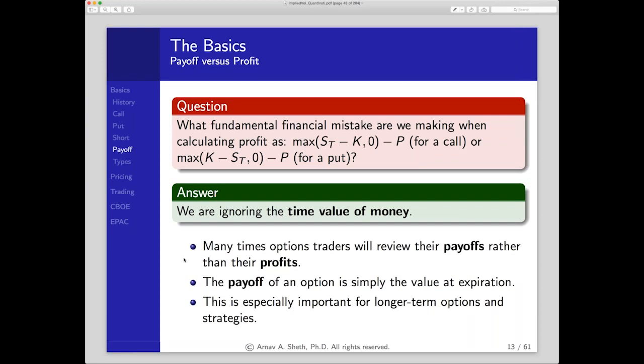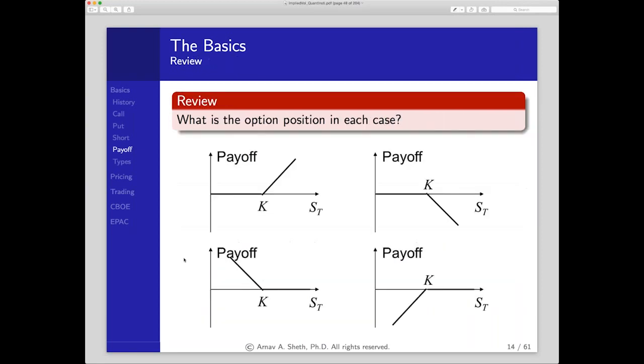So many times traders will review their payoffs, and payoffs are simply the value at expiration of your position. I am a teacher, and in my classes I always make sure that everyone's paying attention. So, whoops, sorry about that. Just a brief review. In your heads, I'm not going to make a poll or anything, I'll give you about 10 seconds to review which of these positions each of these is, and then we'll move on.